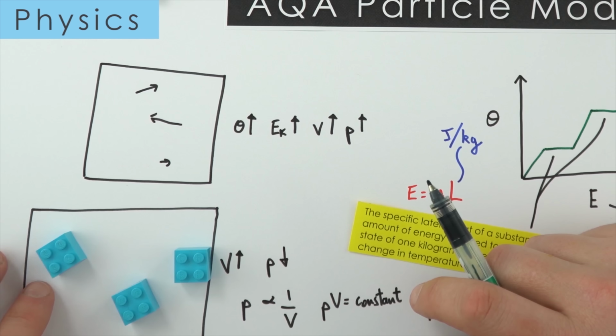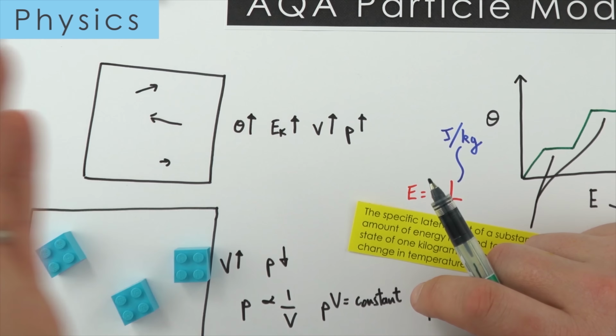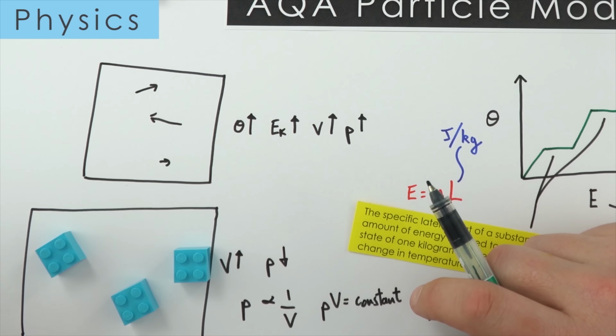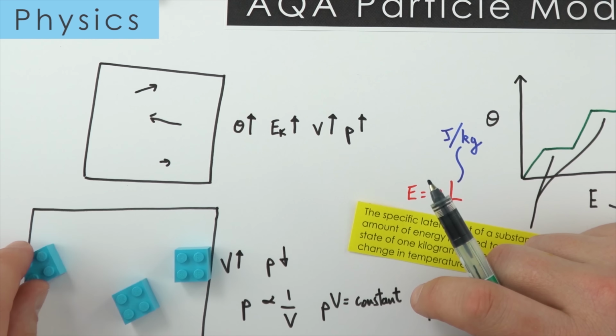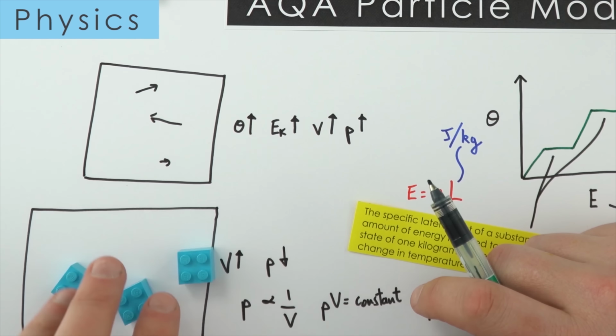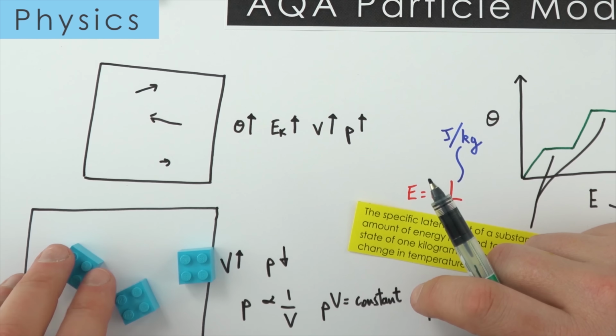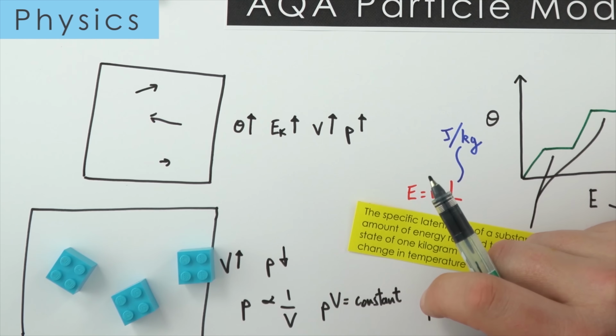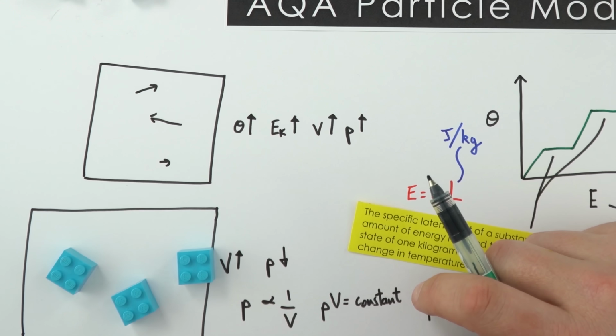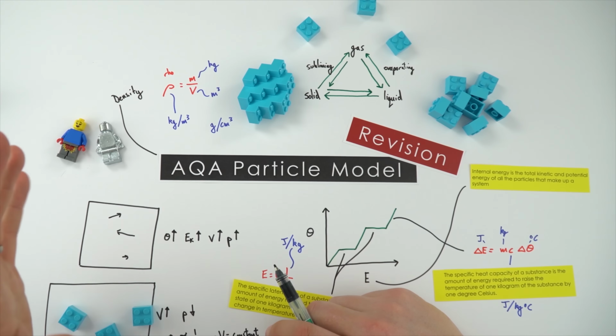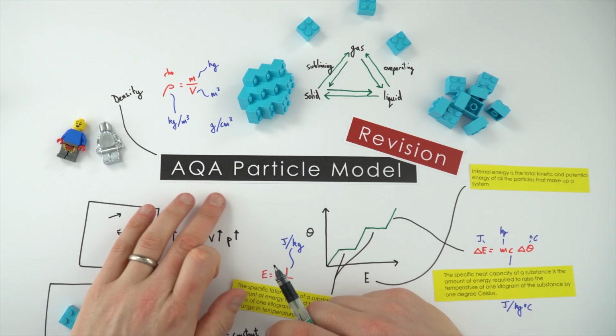And finally, if you have this gas and you do some work on it, perhaps you compress something, so you're applying a force over a distance, what happens is you then increase the internal energy because you might be giving these things more kinetic energy. And if you give these things more kinetic energy or more potential energy, then we are increasing the internal energy of the particles in that system. So that is just a very quick summary of the AQA particle model.